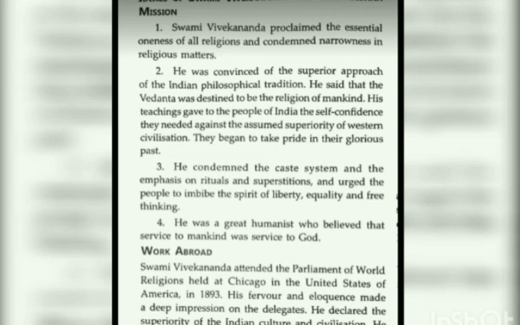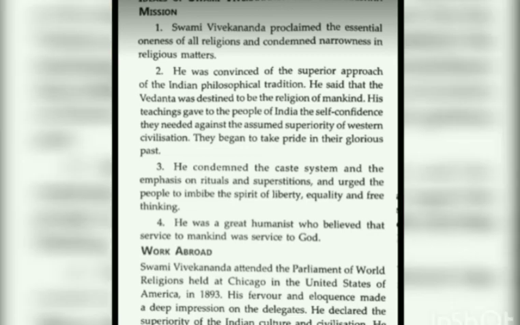He worked abroad also. Swami Vivekananda attended the Parliament of World Religions held at Chicago in the United States of America in 1893. He declared the superiority of Indian culture and civilization. He proclaimed that Vedanta was the universal religion. Swami Vivekananda himself established many branches of the Ramakrishna Mission in the United States of America.